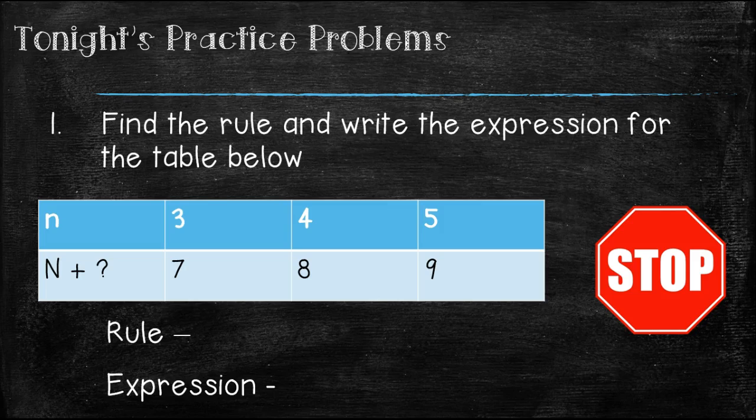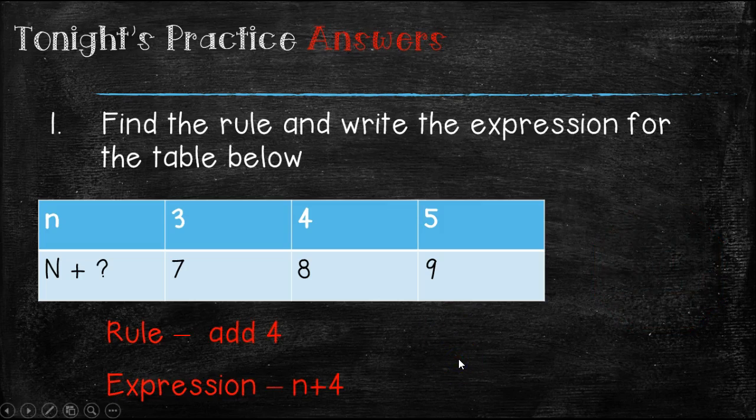Stop the video and then come back for the answer. Coming back in 5, 4, 3, 2, 1. The rule in this one is add 4, and the expression is n plus 4. Because the top row is n, and we know we had to add 4 to 3 to get 7. We added 4 to 4 to get 8, and we added 5 plus 4 to get 9.